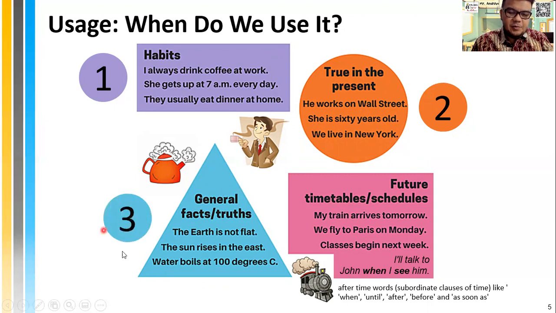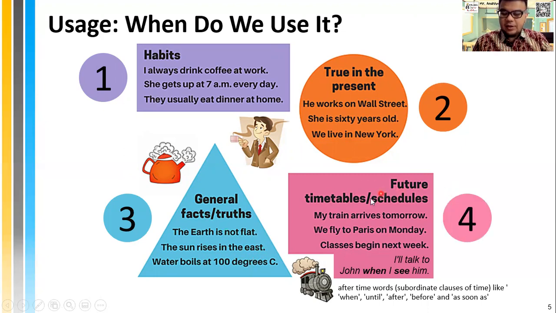And number 3 is when we want to describe general facts or truth. For example, the earth is not flat. It's a scientific fact, right? It's a general fact. The sun rises in the east. Rises is, the sun is it, right? Rises is the verb for present simple tense. The sun rises in the east. It's always true. The sun never rises from the west, right?